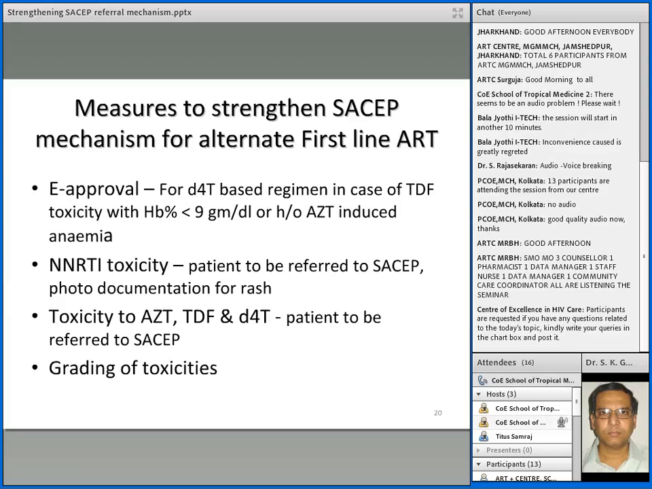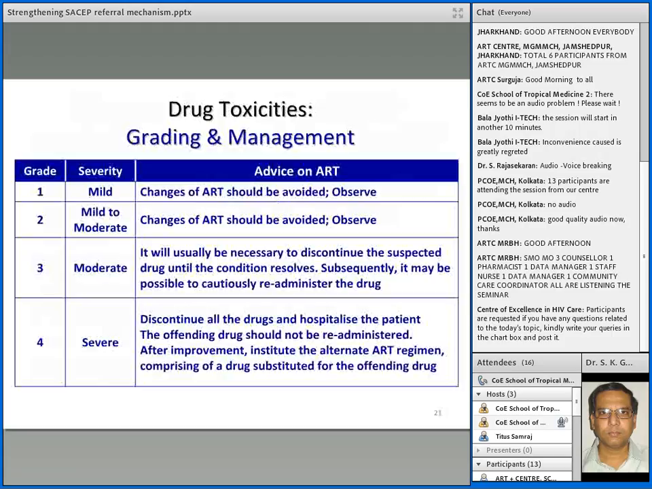And triple toxicity to triple NRTIs like zidovudine, tenofovir, stavudine, or patients with renal failure requiring dosage adjustment for antiretrovirals, these patients should also be referred to the SACEP as per the standing protocol. And it's also important to strengthen, as I said, I would request all the ARTMOs from now onwards to please try to grade the toxicities. It is there in your ART treatment guideline that you need to follow.